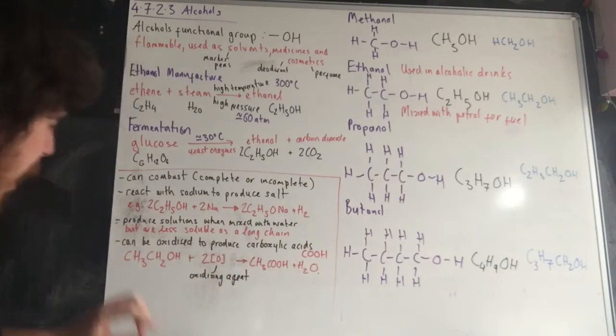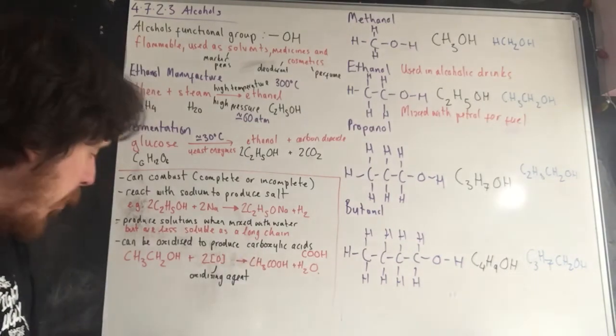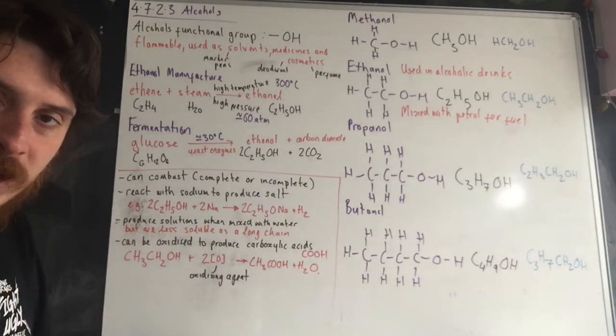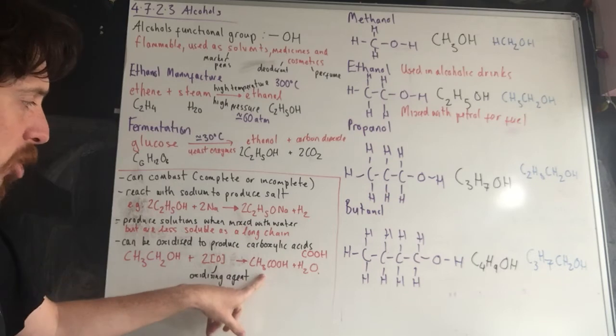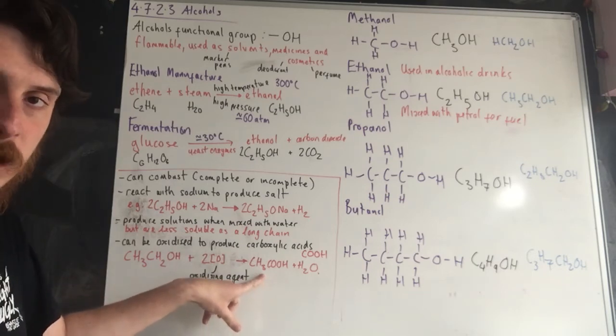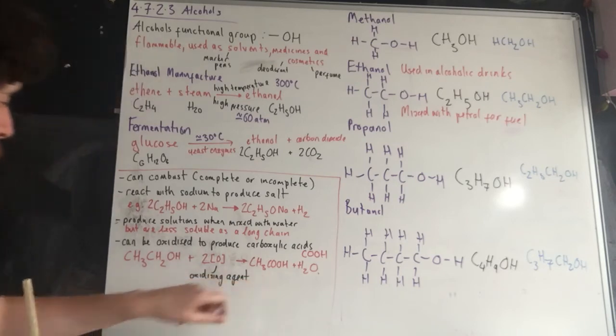And last of all, if you oxidize, so if you add oxygen to it without burning it, you can make carboxylic acid. Any brewer will tell you that you need to make sure that everything's sterilised, and you need to make sure that you don't get excess oxygen in, because in the end, you are just going to end up making vinegar rather than making beer, which is not what you want, unless you want to make vinegar, of course.